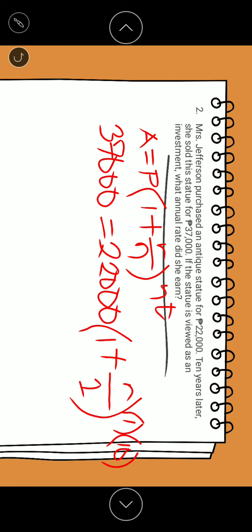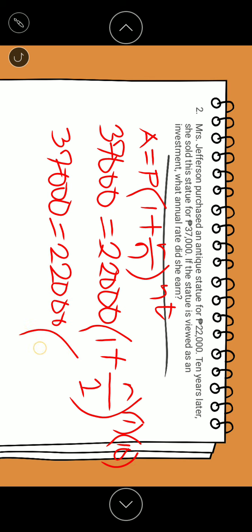Our T or time is 10 years. So, ang susunod natin gagawin or this particular section, kung mapapansin, okay, to proceed to the next step of the solution, we copy again 37,000 equals 22,000, open parenthesis 1 plus.